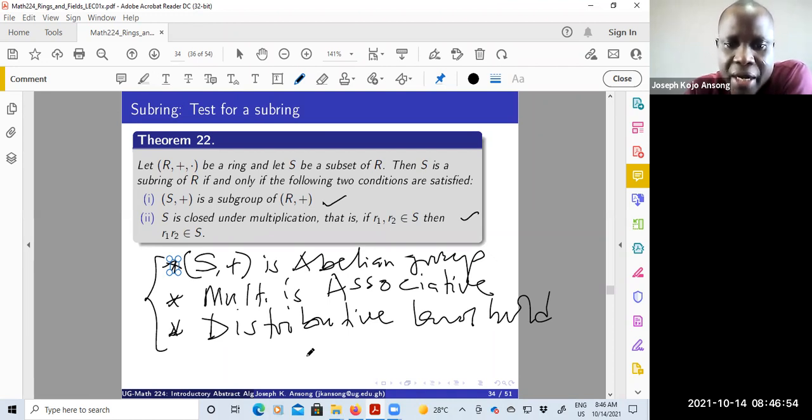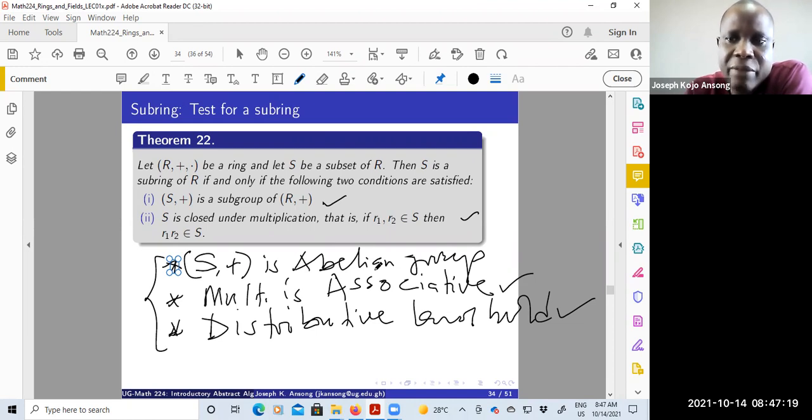And that is really straightforward. The first, these and this are straightforward because if you assume that these two conditions are satisfied, well, of course we know S is a subset of R. Okay, so all the elements in S are also elements of R, but all the elements in R obey the multiplicative associativity law, right?